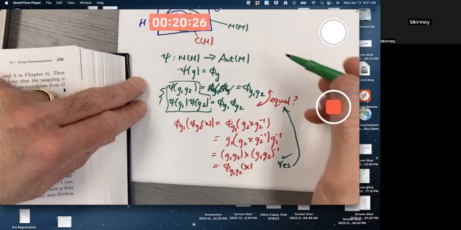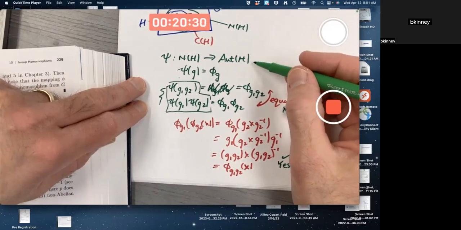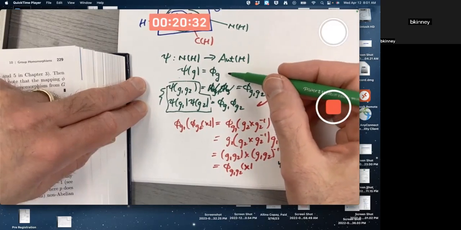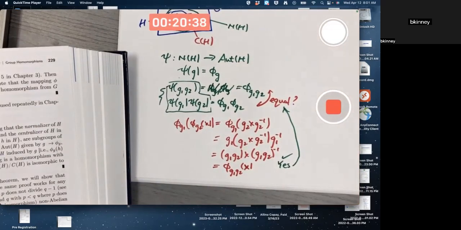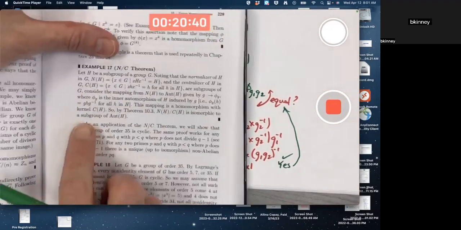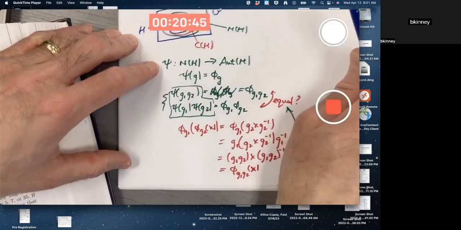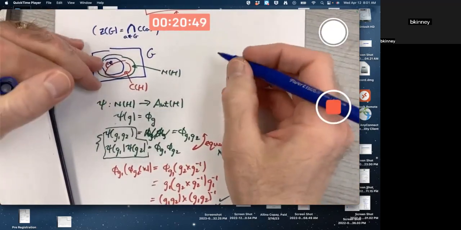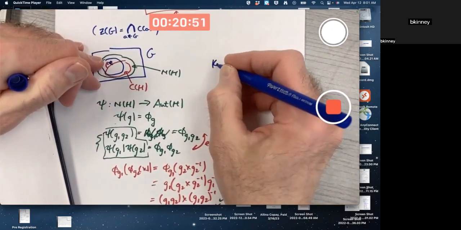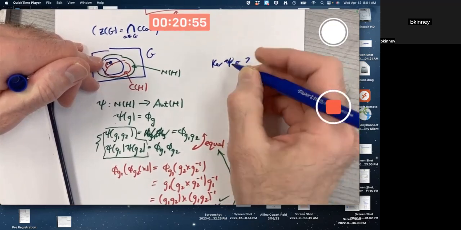Is it onto? Not necessarily. There could be automorphisms in Aut of H that are not inner automorphisms. Is it one-to-one? Not necessarily. In fact, it's got a possibly non-trivial kernel. The second thing to verify here is the kernel is C of H, and we verify that here. What does it mean to be in the kernel? What is the kernel of psi?